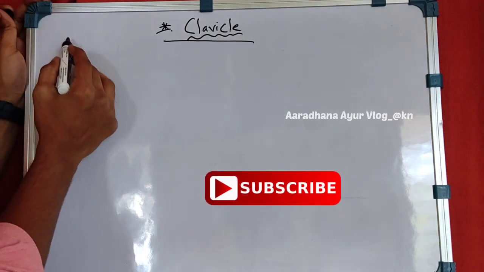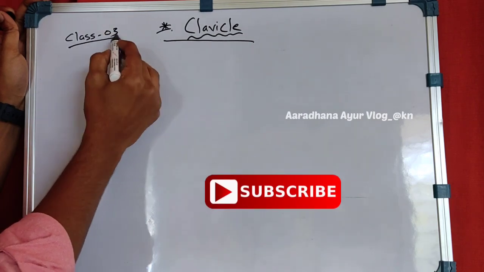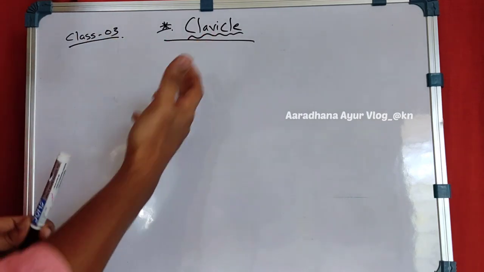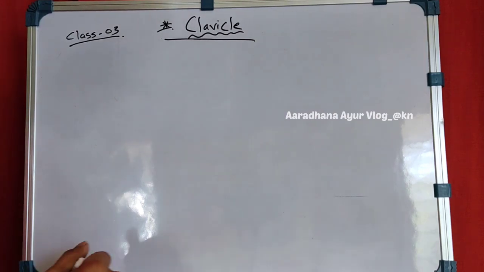So we will continue the section of anatomy, class number 3. We had dealt in the last class with the bone called clavicle. So we will continue the remaining part in this video.